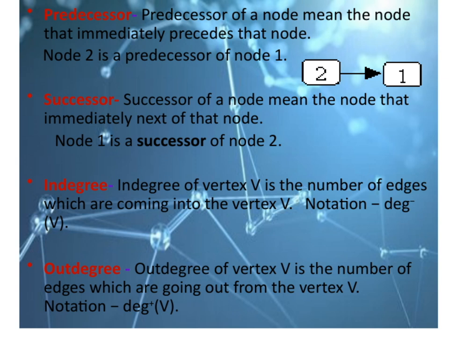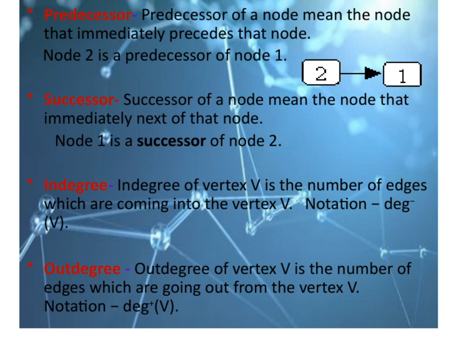Now, moving on to successors. A successor is the node that immediately comes after a given node. So here, node 1 is a successor of node 2 because it directly follows node 2. Recognizing successors helps us trace the flow or progression through a network.